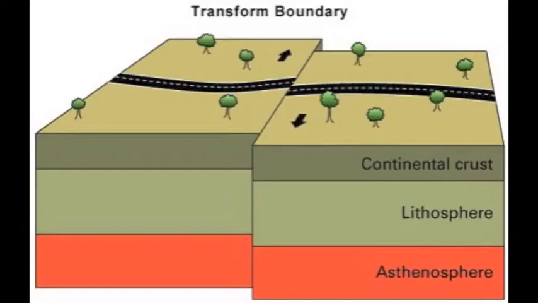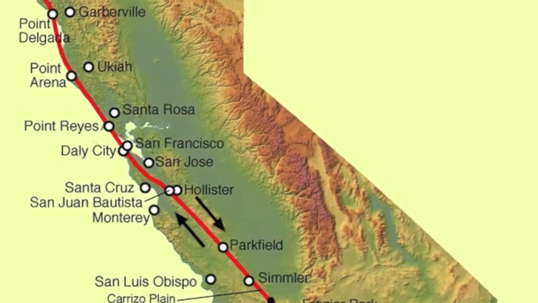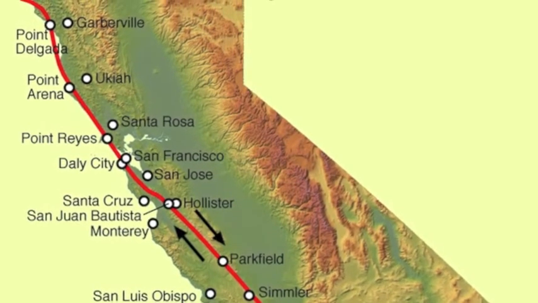The last boundary type, a transform boundary, is created when two plates slide past each other. This type of boundary often creates earthquakes. The San Andreas Fault in California is a transform boundary, where many earthquakes are located.